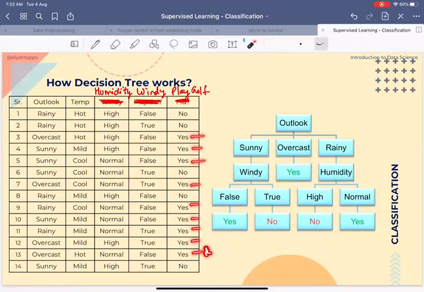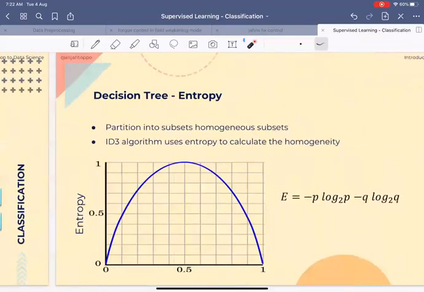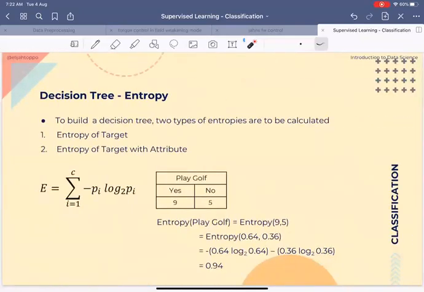9 yeses and 5 no's. Okay, 1, 2, 3, 4, 5. 9 yeses and 5 no's. So we say, okay, my entropy of the target is something like this. I have play golf, which has two values, yes and no. Yes is having 9 samples, no is having 5 samples. So my entropy will be evaluated by something like this.